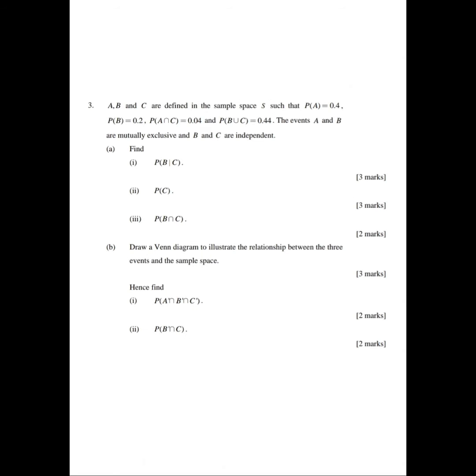For question number 3, A, B, and C are defined in the sample space such that probability A is equal to 0.4, probability B is equal to 0.2, probability A intersect C is equal to 0.04, and probability B union C is equal to 0.44. The events A and B are mutually exclusive and B and C are independent.